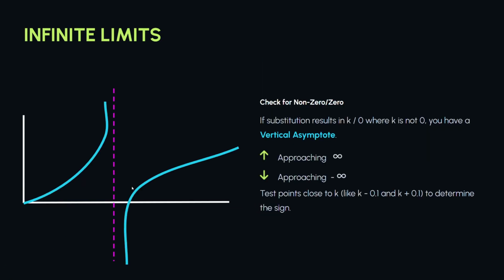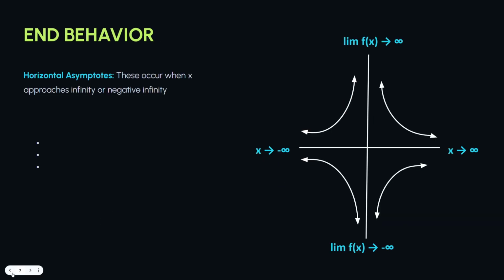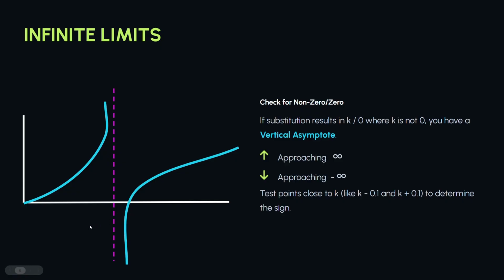When dealing with infinite limits, your first step is to check for a non-zero number over 0. If your direct substitution results in a constant k over 0, where k is not 0, you know you have a vertical asymptote. To determine whether the function is approaching positive infinity or negative infinity, you should test points extremely close to k, such as k minus 0.1 from the left and k plus 0.1 from the right, to find the resulting sign of the function.